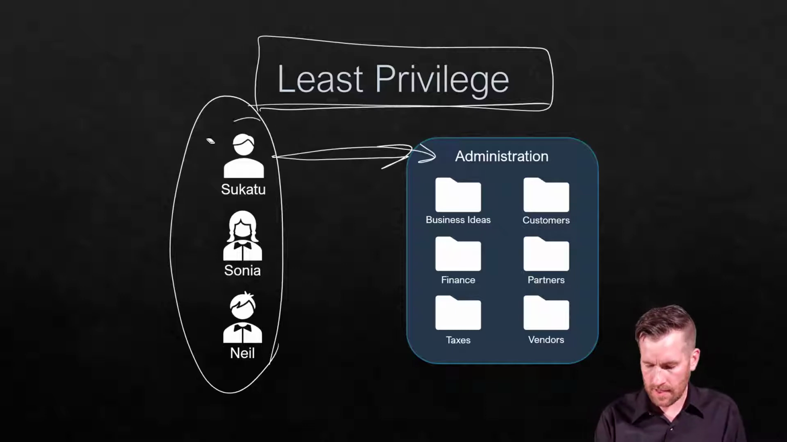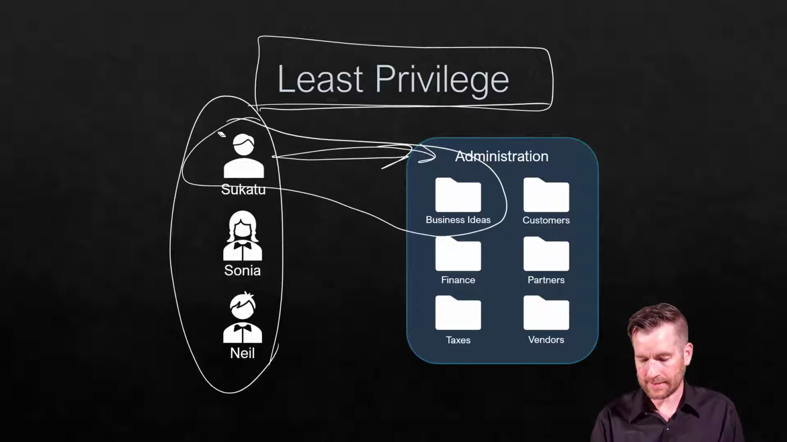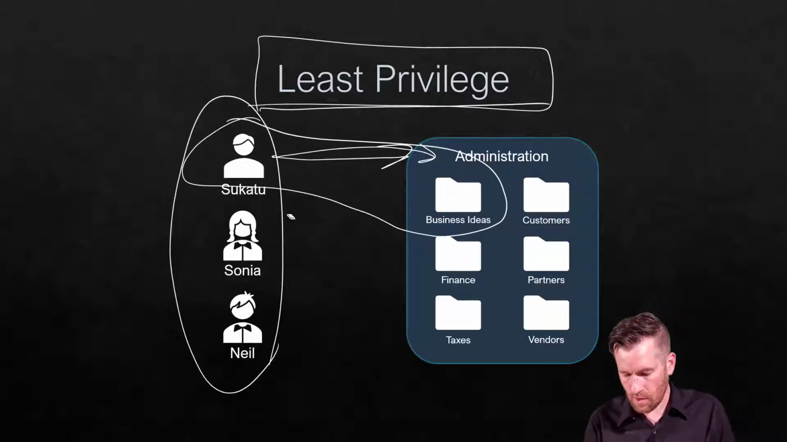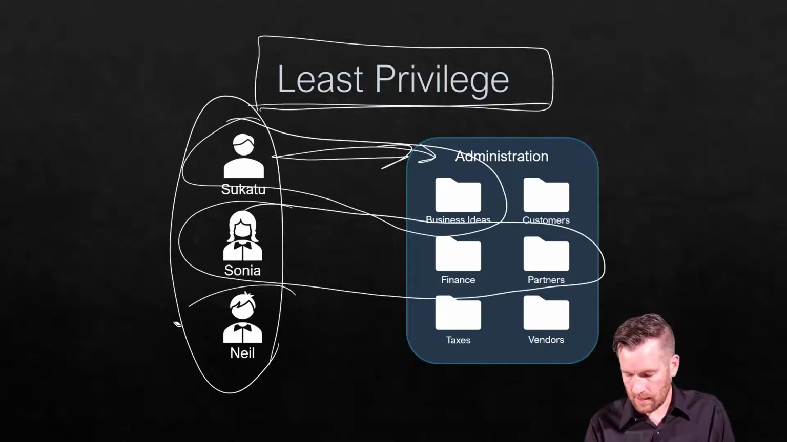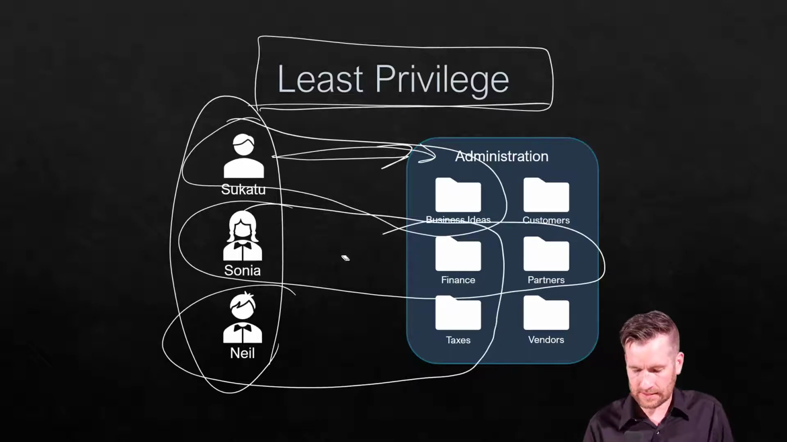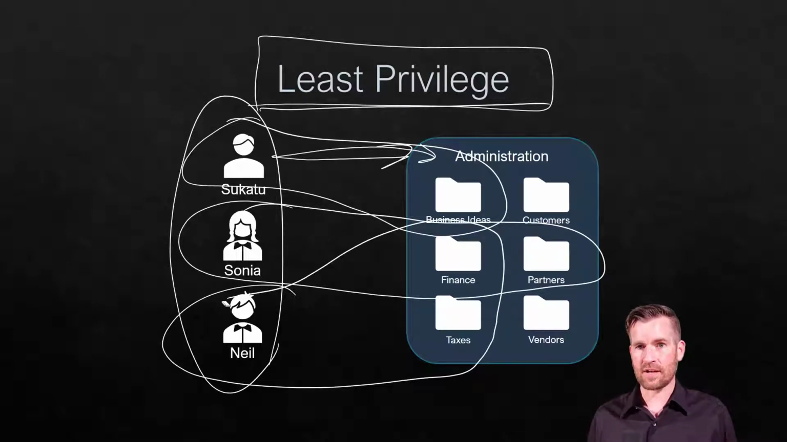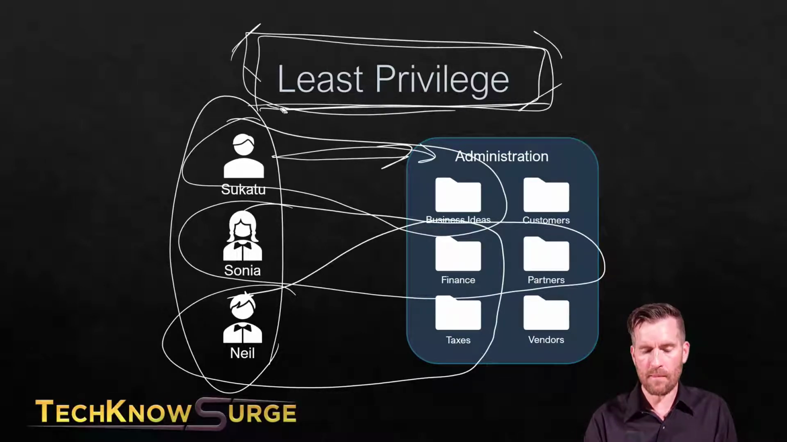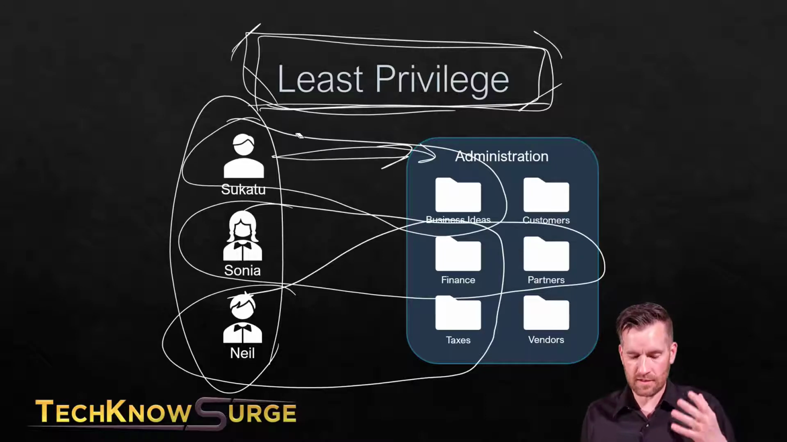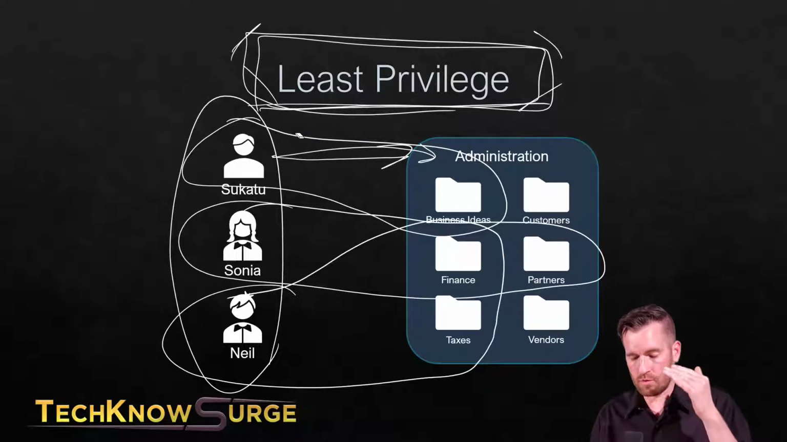So maybe Suketu needs to have access to business ideas. Maybe Sonia needs to have access to finance and partners, and maybe Neil needs to have access to taxes and finance. And so they have different access levels, and we change this to meet the minimum amount of what they need to do their job.